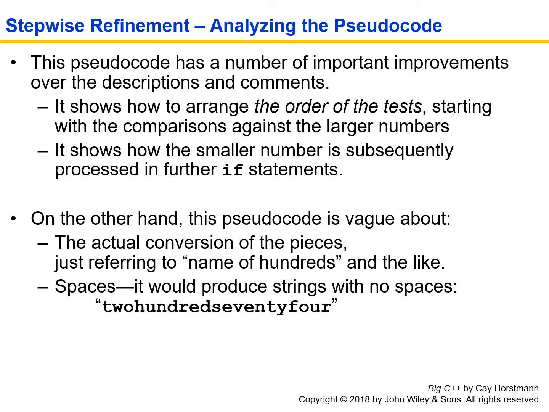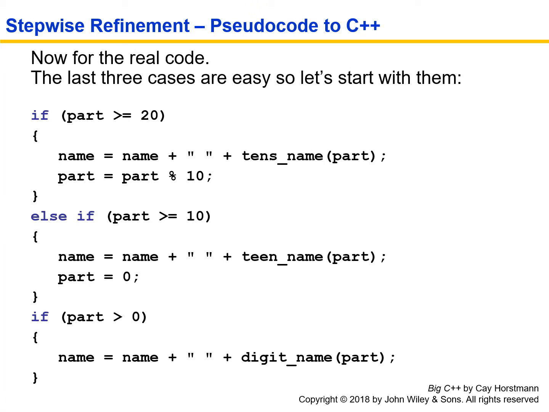Framing that as pseudocode shows us how to arrange the order of the tests, and it shows how the smaller number gets processed in if statements as we go along. The pseudocode is vague about the actual conversions, and it is very vague about where we need to insert spaces. If you left this with exactly what we put, you'd have something like 274 with no spaces. But we can fix that in the real code.